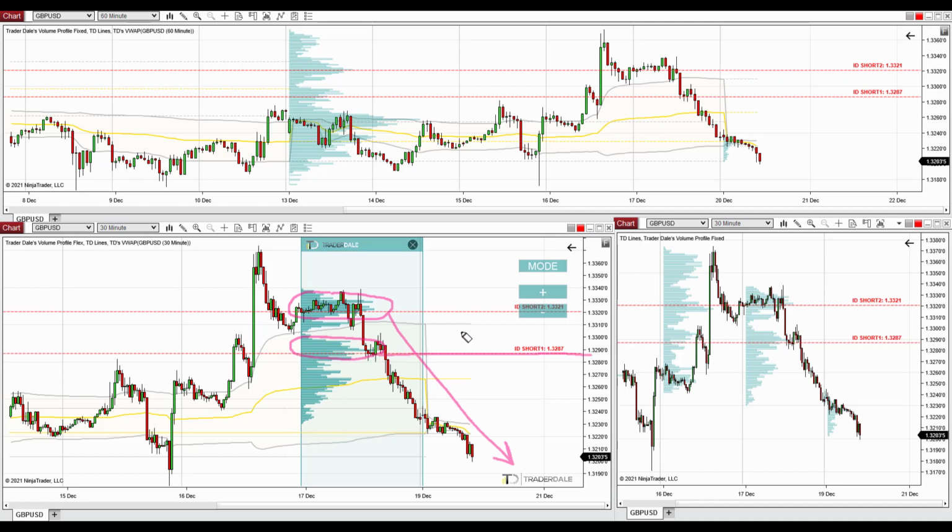This is the area on which the first resistance is based. The resistance is at 1.3287, and this is the volume cluster it's based on. This volume cluster was created within a downtrend, which means that sellers were adding to their short positions in here, in this little rotation right there, right? And those are their volumes.